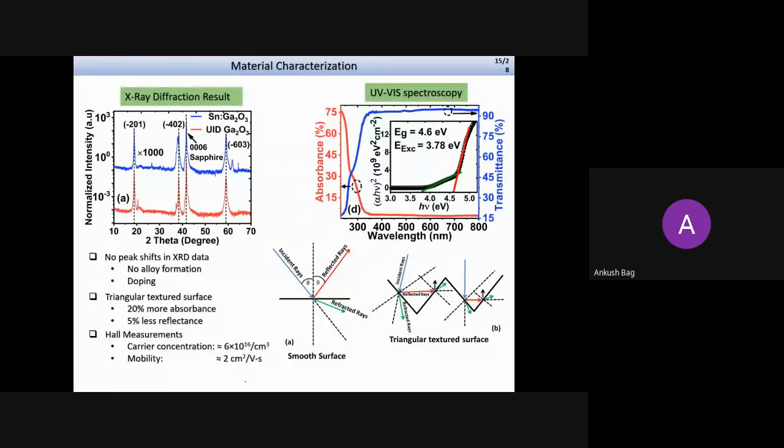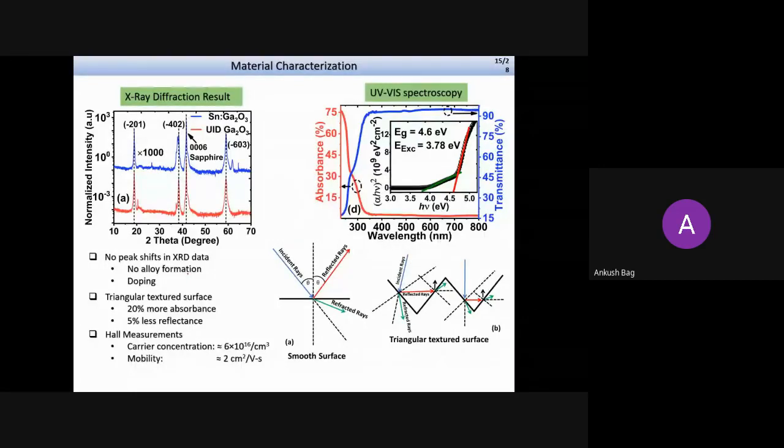no alloy formation. What does no alloy formation mean? When we dope using foreign atoms, here tin, it is also likely that if we increase the tin composition, it will form an alloy. What is doping? Take silicon doping as an example. If there are 10 to the power 22 silicon atoms per centimeter cube, typically our doping level should be of the order of 10 to the power 17 per centimeter cube.